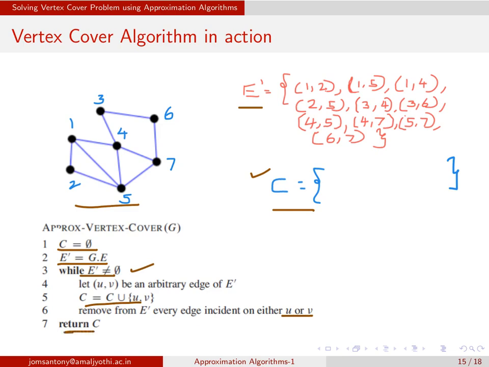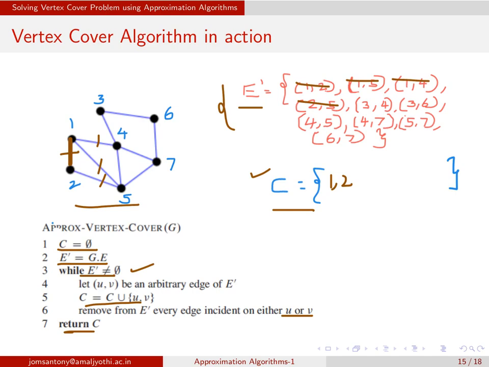In our case, initially the edge set contains all the edges which are present in the graph. So it is not null. So let us choose an arbitrary edge, say (1, 2), from the graph and add it to our solution set. So (1, 2) will be added to our solution set. And then we will remove every edge incident on 1 or 2. So we'll be removing (1, 2), (1, 5), (1, 4) and (2, 5). And now again we will check whether the edge set is not null. So again we can see that the edge set is not null.